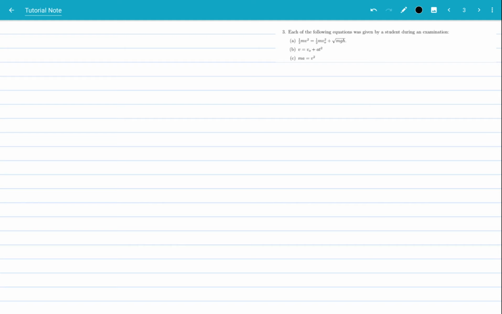Let's pick A. Remember, to know if the equation is dimensionally correct, you have half mv squared is equal to half m v initial squared plus root of mgh. So prove if the left is equal to the right. If that condition is true, then the equation is correct. But if the left is not equal to the right, then the dimensions are incorrect. So let's start with the left hand side.